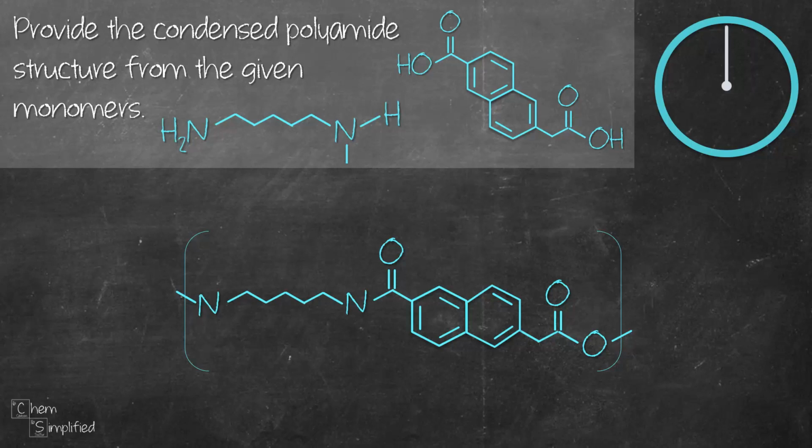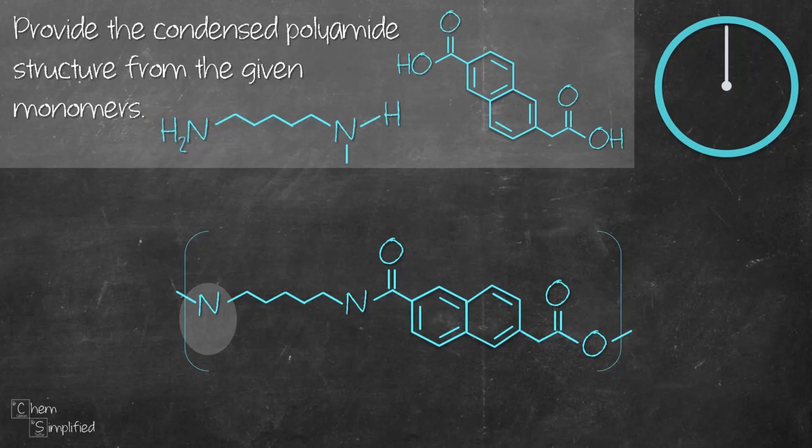The first error is here. When we condense out water, we only remove one hydrogen from the amino group. This structure is missing the other hydrogen. We have an NH2 group, so we only remove one H. There should be one more hydrogen present.